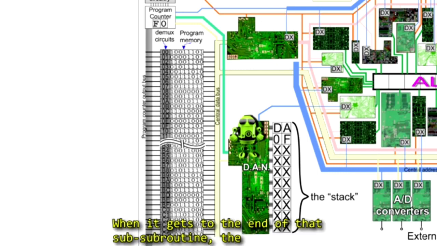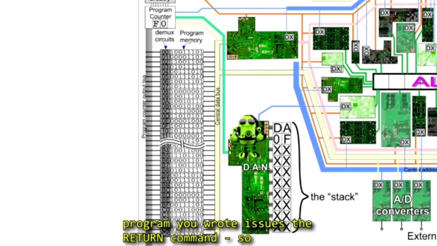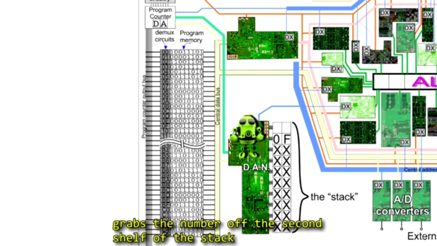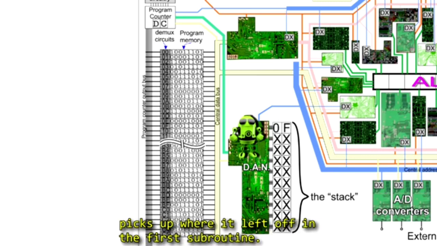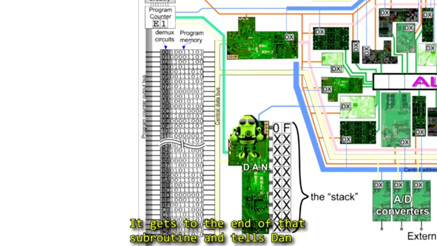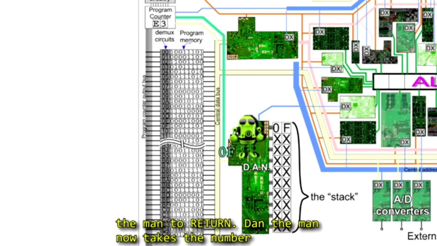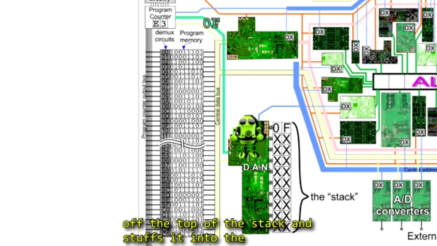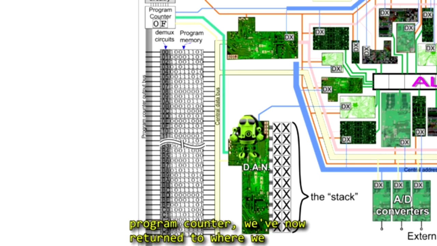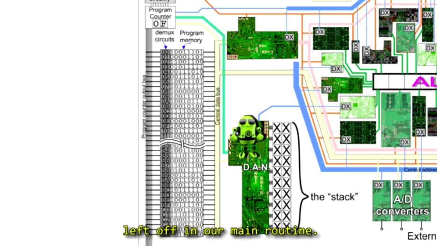When it gets to the end of that subroutine, the program you wrote issues the return command. So Dan the Man grabs the number that's at the top of the stack and puts it into the program counter. He grabs the number off the second shelf of the stack and puts it onto the top of the stack. The program picks up where it left off in the first subroutine. It gets to the end of that subroutine and tells Dan the Man to return. Dan the Man now takes the number off the top of the stack and stuffs that into the program counter. We've now returned to where we left off in our main routine.